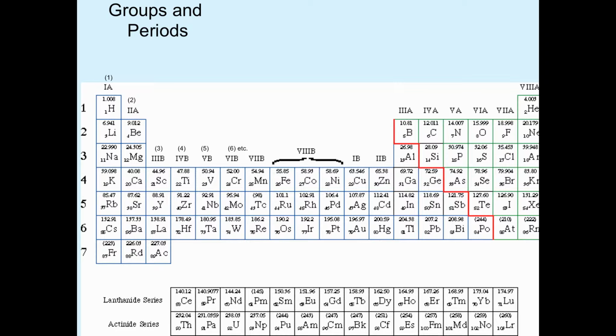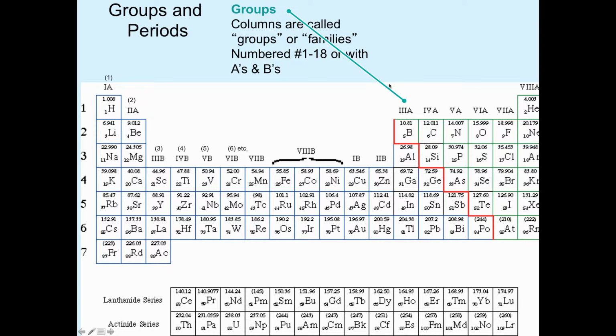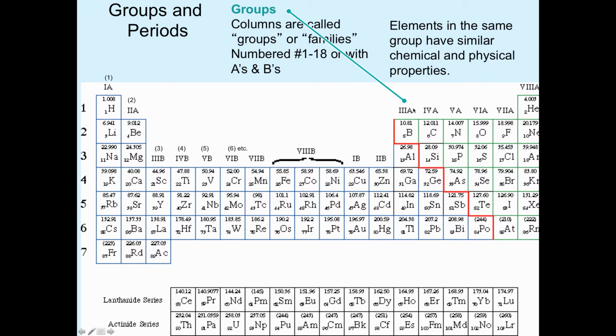All right. This is a picture, a representation of the periodic table. First of all, these vertical columns are called groups, sometimes called families. And the elements within a group or a family tend to have similar chemical and physical properties. Now, as you might recall from last year, the hydrogen is over here in the alkali metals, but it is not a metal. This is definitely a non-metal. And so keep that in mind.